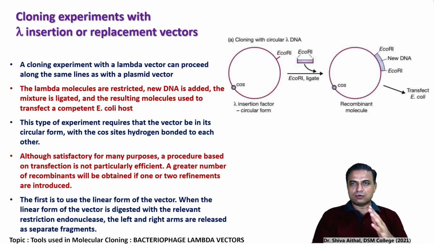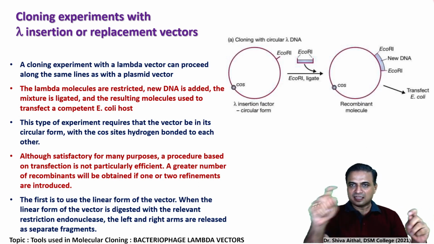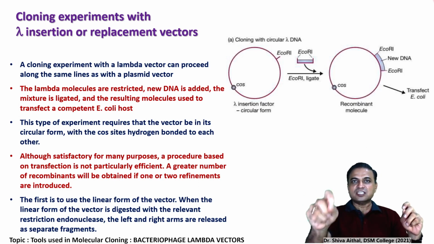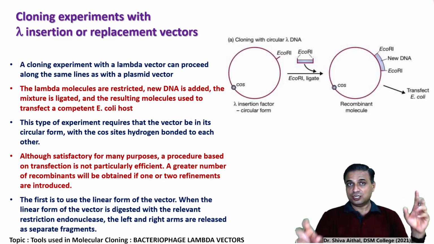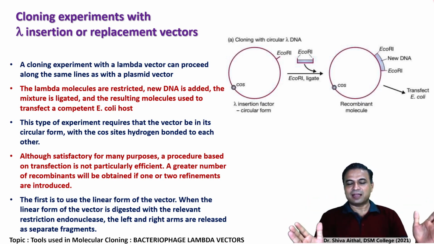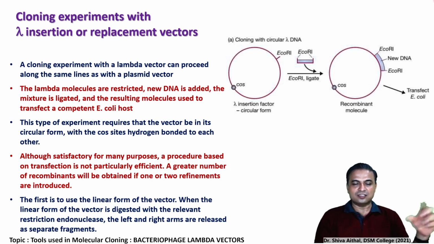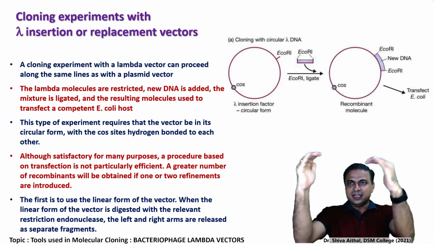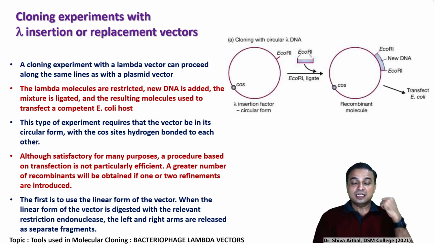The refinement which is used is to use a linear vector. Rather than using a circular vector, use a linear vector, and when the linear form of the vector is digested with the specific restriction endonucleases, the left and right arms are released as separate fragments, as we saw in the earlier slides. Use a linear fragment, take out the stuffer fragment, and you have 2 different DNA arms, which you can use for end-to-end ligation in whatever manner you desire.